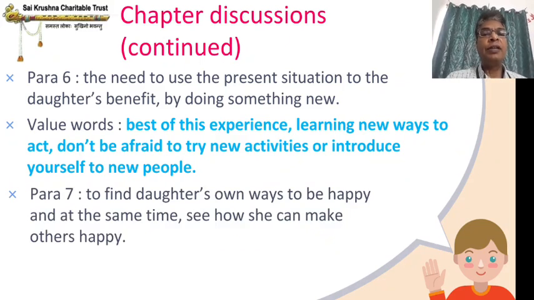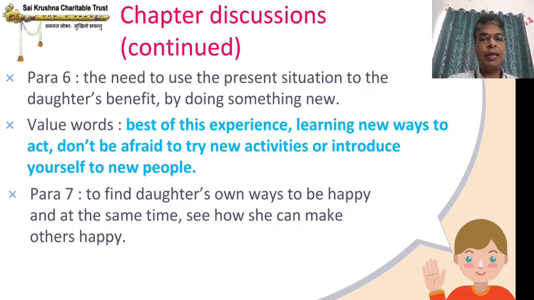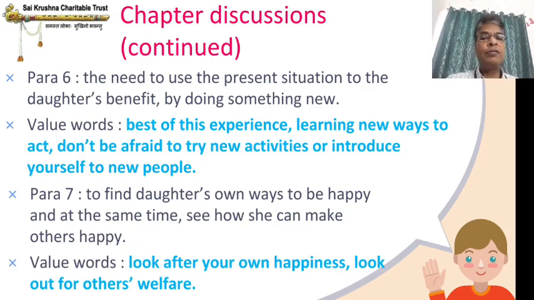And in paragraph 7, to find the daughter's own ways to be happy. So now that in paragraph 6, use this as the best experience and try to help others, try to find out new activities, learn new ways to act, introduce yourself to new people. So new things she is writing. And then she says, after all these things, now you have to be happy. So you have to find out how to be happy yourself, and at the same time see how she can make others happy also. Not only should you be happy, try to help somebody else also to be happy. Look after your own happiness, look out for others' welfare.